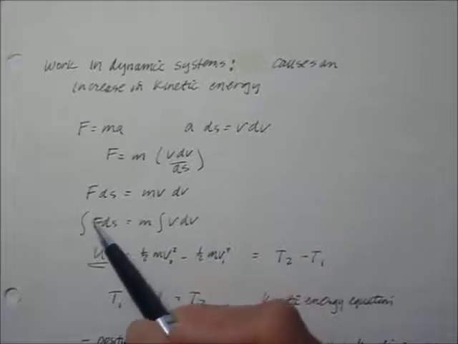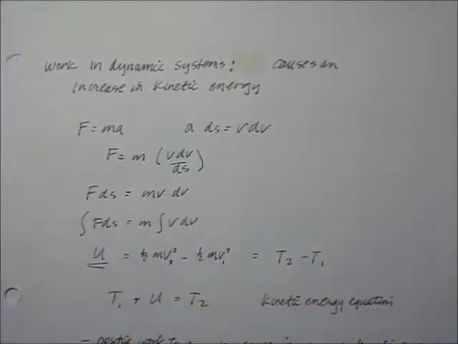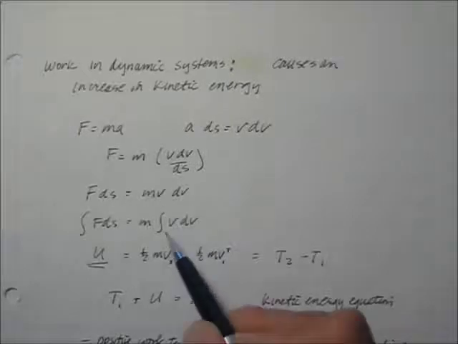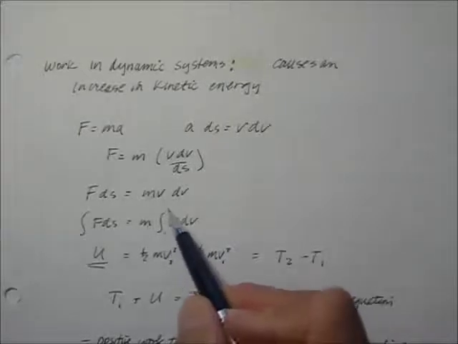I can integrate both sides. The integration of F ds is the definition of our work. That's what we just talked about. Pulling out the mass on this side of the integration, I can see that this is going to be 1/2 mv squared, gone from v1 to v2.